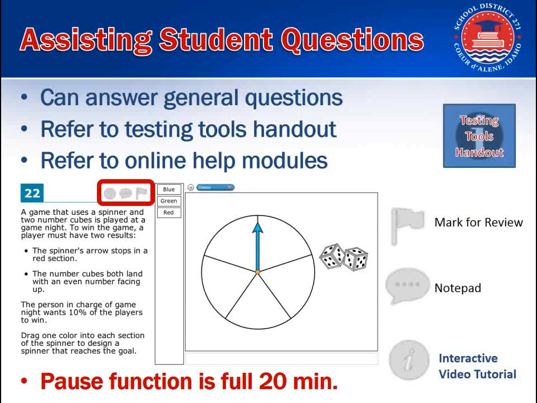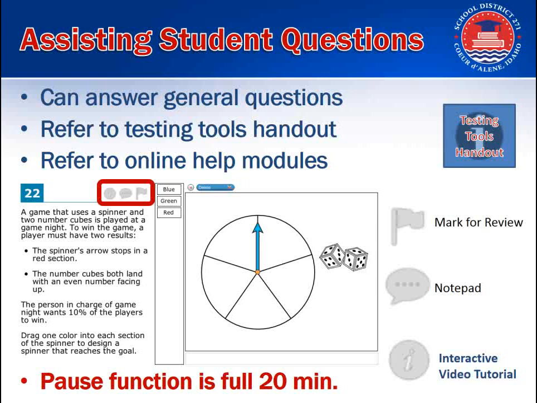Okay. You might also have more specific questions that you probably won't be able to answer in detail, such as, Mr. Nelson, Yes. I don't understand what this question is asking. Well, I can't help you on the question, but take a look at the tools up here. They may be able to help you.